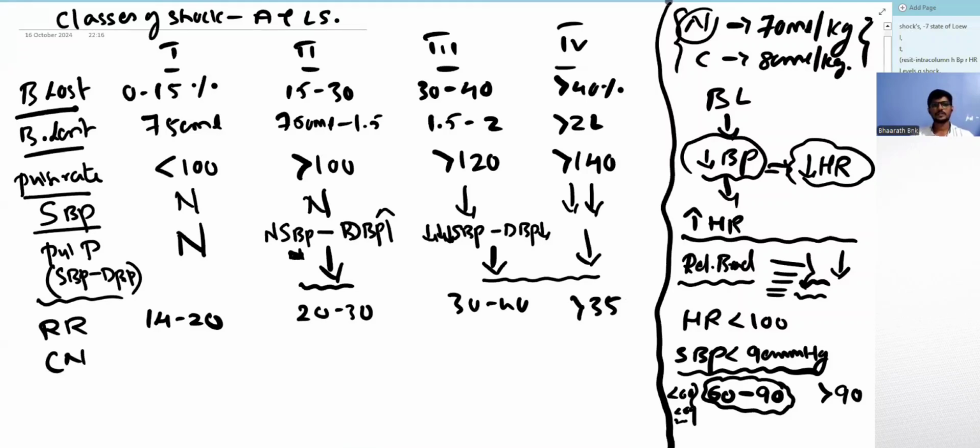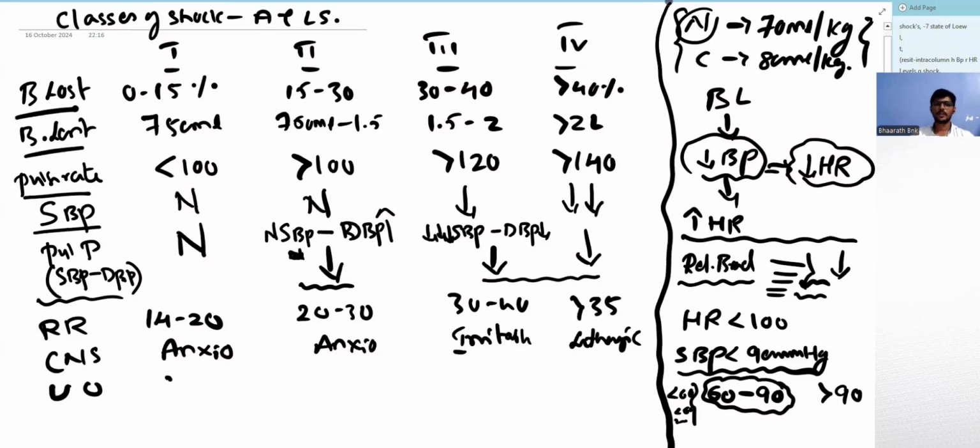Then CNS. Here the patient is a little anxious. Here also the patient is slightly anxious. Here the patient becomes irritable, and here the patient is lethargic. So this is the CNS response to shock. Then urine output. Here, obviously, it will be maintained, which is at least 30 ml per hour.